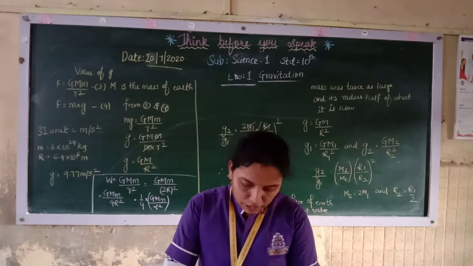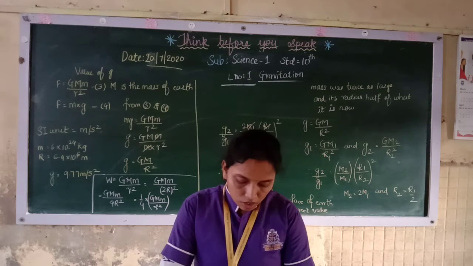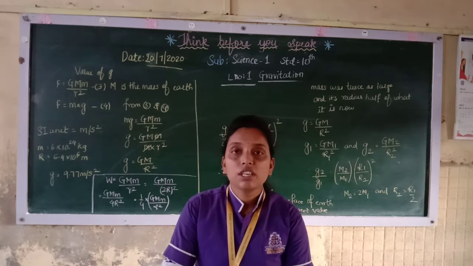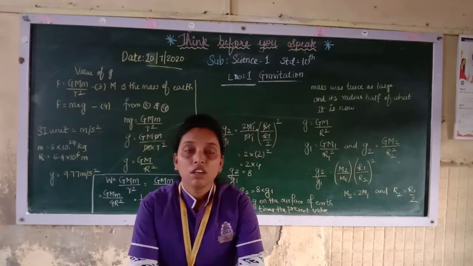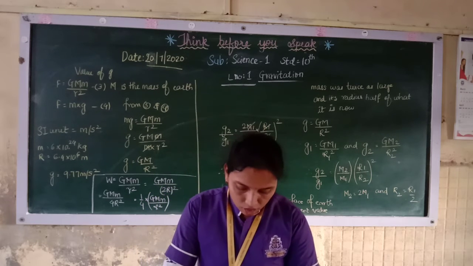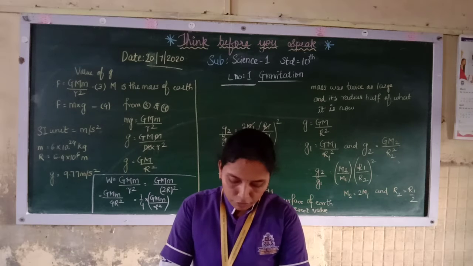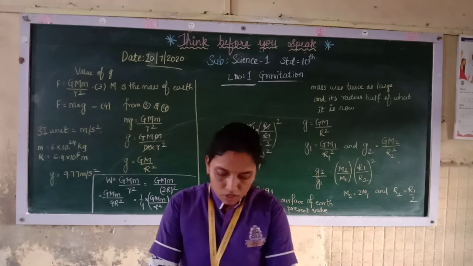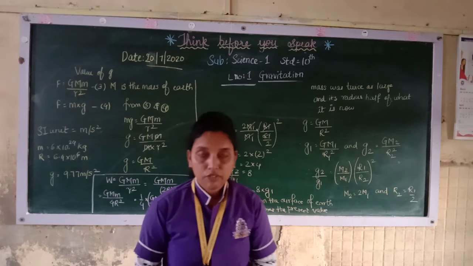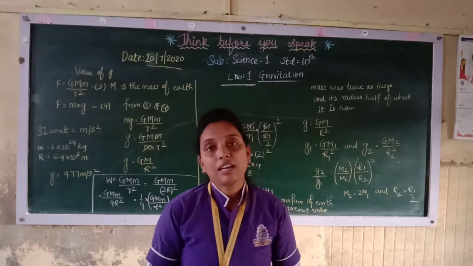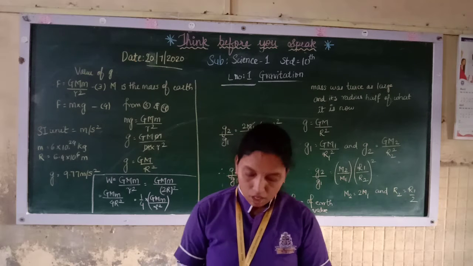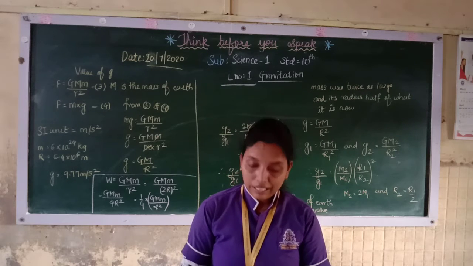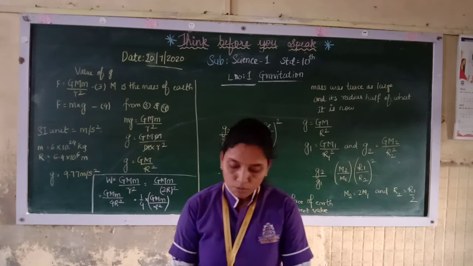For example, the radius of the earth is how much? 6,400 km. That is the radius of the earth. If an aeroplane is flying at a height of 10 km above the surface of the earth, its distance from the earth changes from, see, if the height of the plane is 10 kilometers from the surface, so its height is a little more.